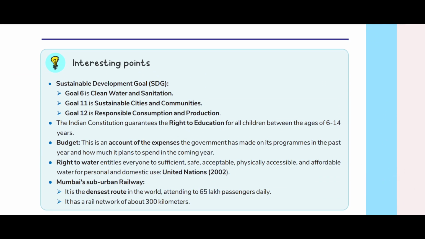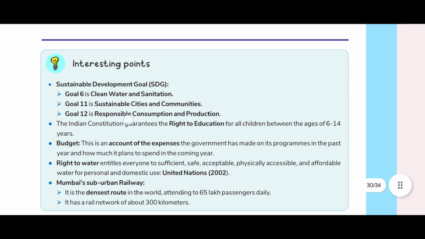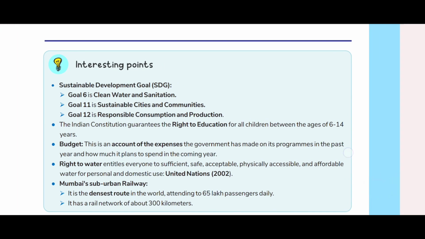An interesting point of this chapter is the Sustainable Development Goals, that is SDG. Goal 6 is clean water and sanitation. Goal 11 is sustainable cities and communities. Goal 12 is responsible consumption and production. It is very important to remember that goal 6 is clean water and sanitation, goal 11 is sustainable cities and communities, goal 12 is responsible consumption and production.